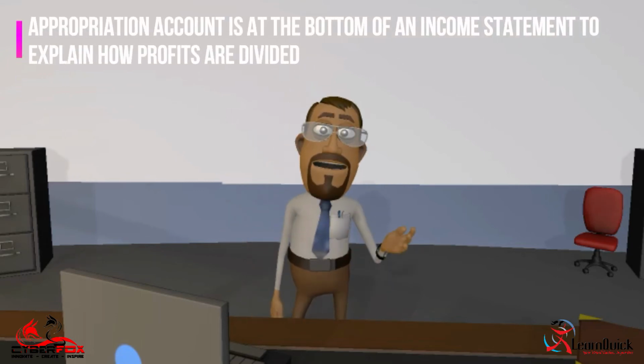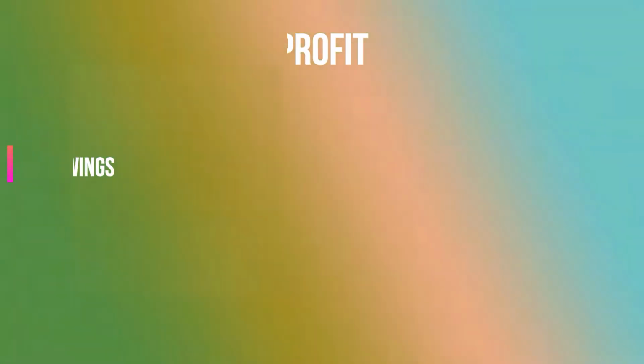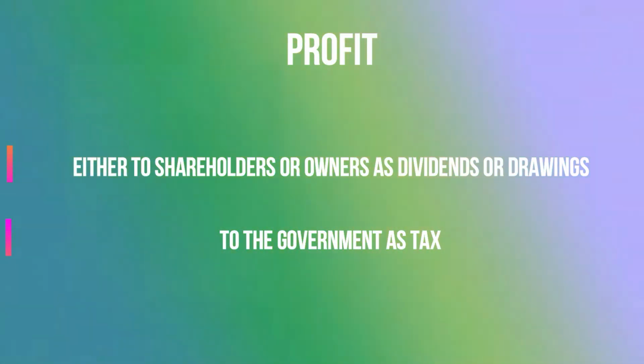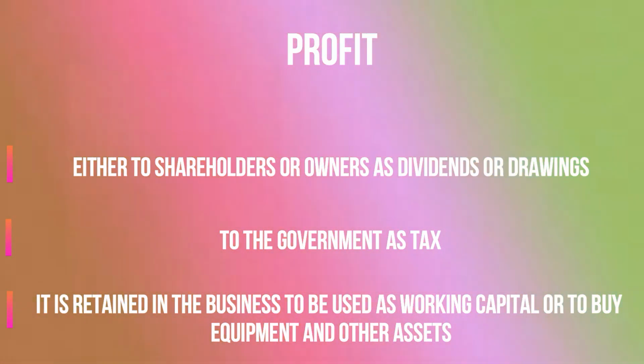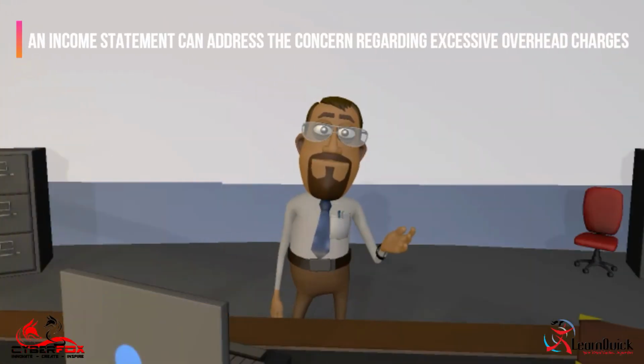The appropriation account is at the bottom of an income statement to explain how profits are divided. Profit can be divided in three ways: either to shareholders or owners as dividends or drawings, to the government as tax, or it is retained in the business to be used as working capital or to buy equipment and other assets. An income statement can address the concern regarding excessive overhead charges.